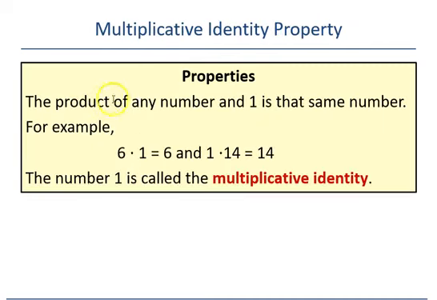Okay, and then the product of any number and 1 is the same number. For example, 6 times 1 equals 6, and 1 times 14 equals 14. This number 1 is called the multiplicative identity, just like how we have an additive identity with 0 in addition. Now we have the 1 with multiplication.